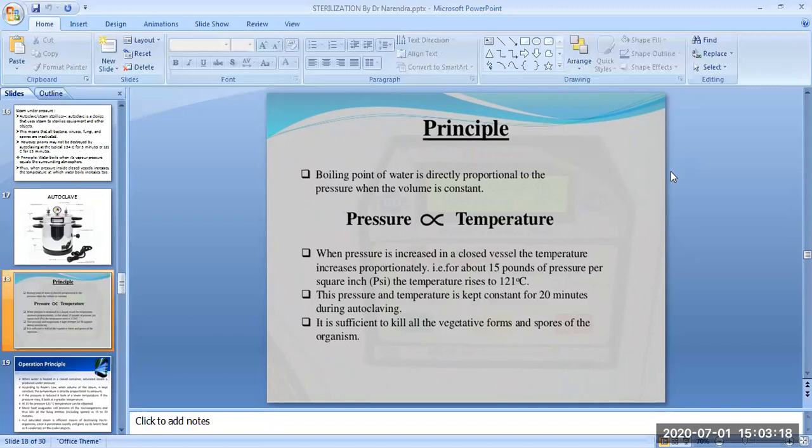This pressure and temperature is kept constant for 20 minutes during autoclaving. This is sufficient to kill the vegetative forms and spores of the organisms.